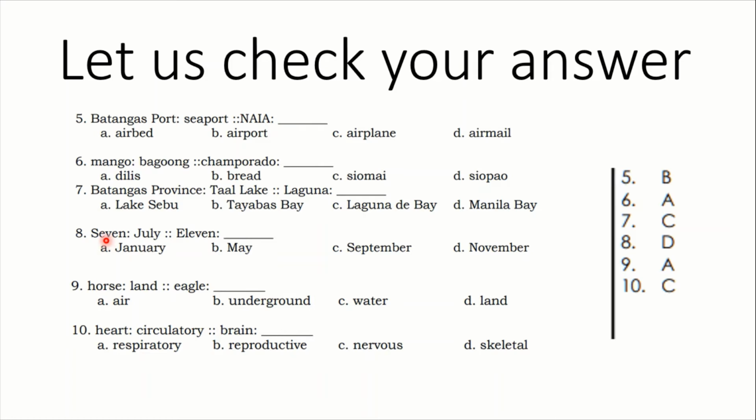Number 8. 7 is to July as 11 is to D, November. Number 9. Horse is to land as eagle is to air. And number 10. Heart is to circulatory as brain is to nervous. Congratulations! And once again, if you got the wrong answer, kindly write the correct answer beside your answers. This will serve as your future reference as to why your answers were wrong and why your answers were correct.